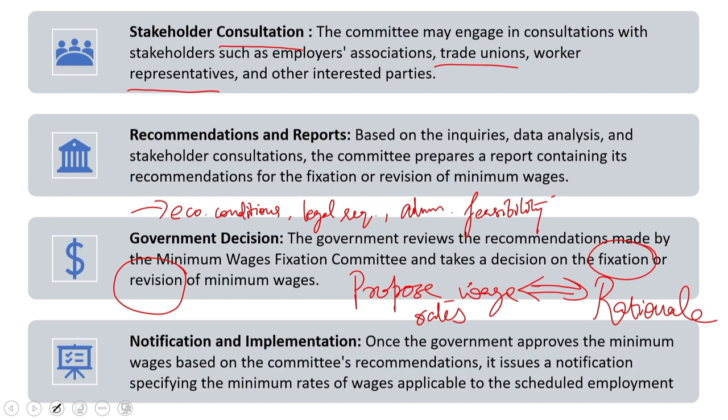So it incorporates the perspectives of all the stakeholders, in fact, considering the factors specific to the scheduled employment. It certainly helps in establishing fair and reasonable minimum wages that actually balance the interests of workers and employers while promoting social justice and economic well-being. So this is what we typically understand as part of the committee method.